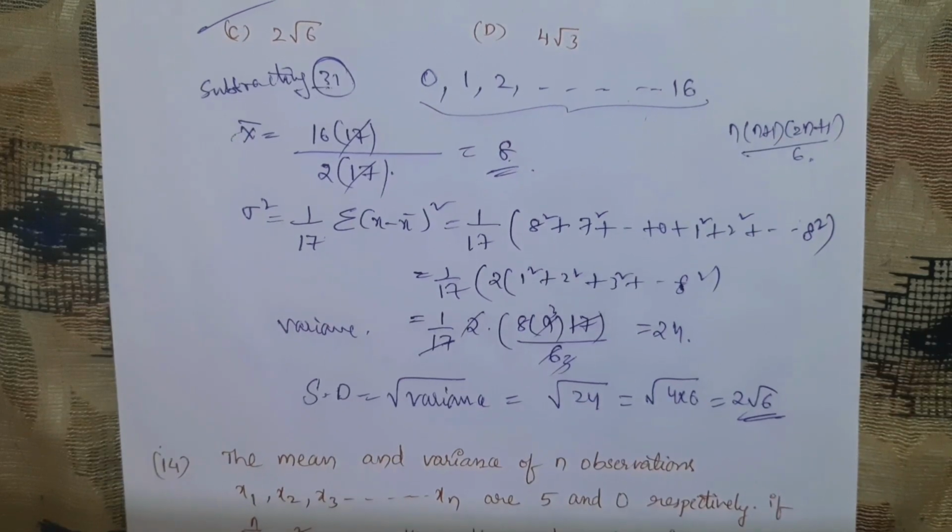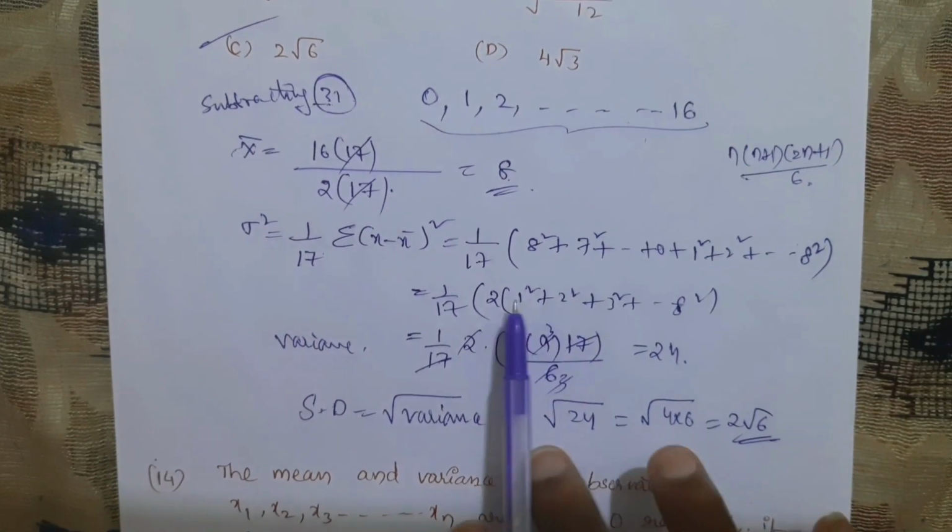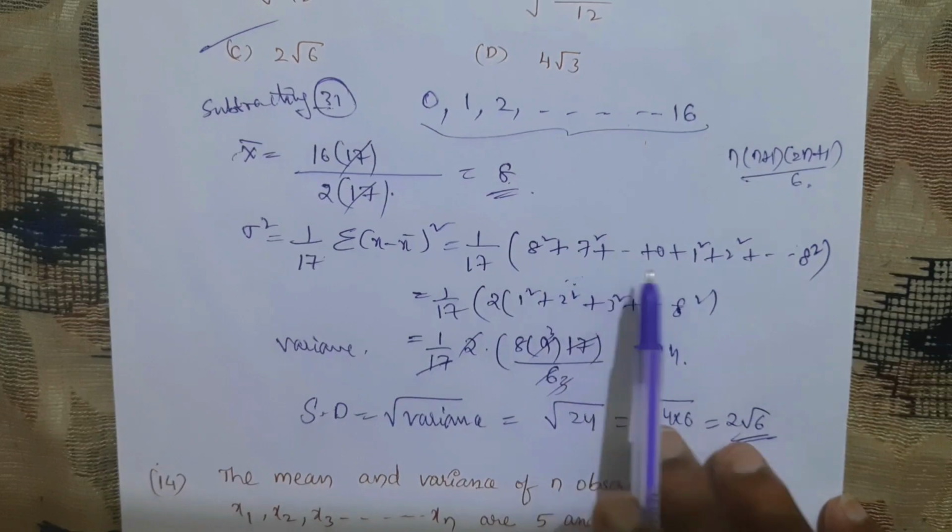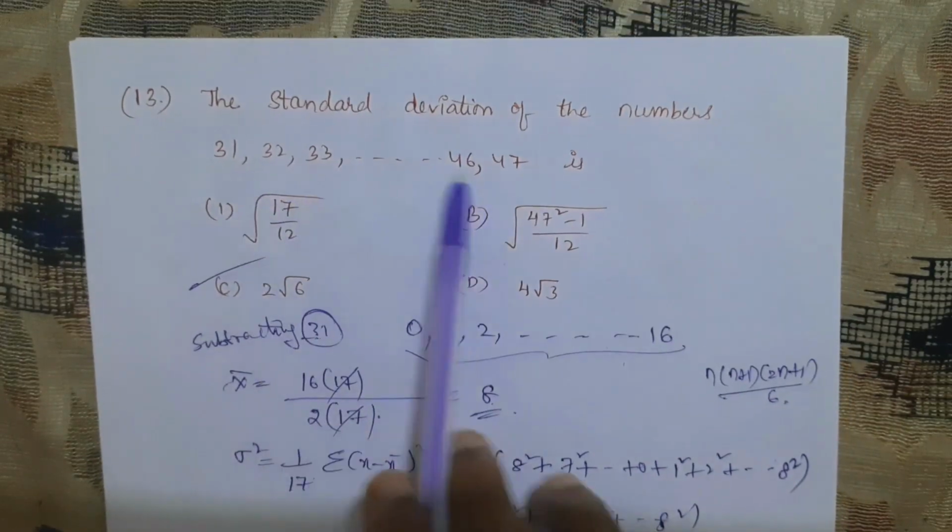Without simplifying also we can find, but these squares will become very high values if we leave these numbers.